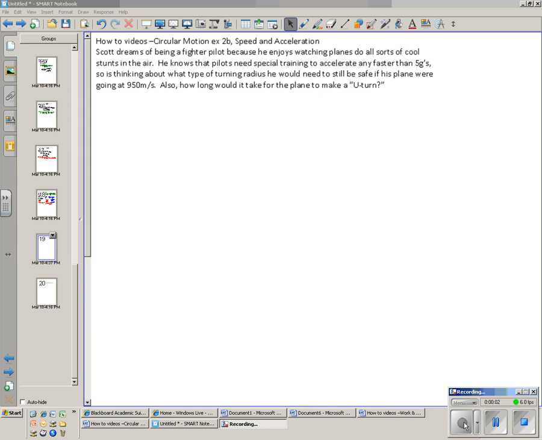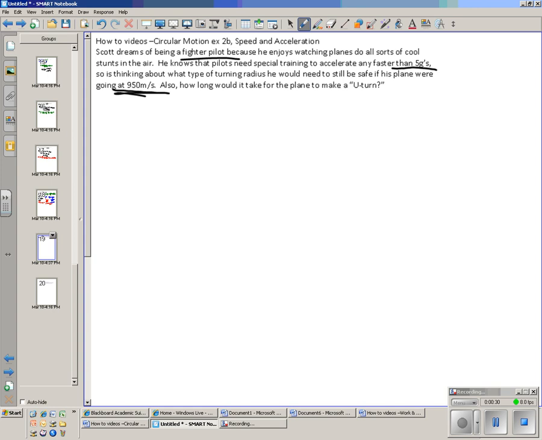This is how-to videos, circular motion example 2B, speed and acceleration. So, Scott is thinking about being a fighter pilot, and he's heard that in general they're not supposed to go faster than 5 G's worth of acceleration when they're making curves and turns. And if we're going at 950 meters per second, what type of turning radius are we talking about?